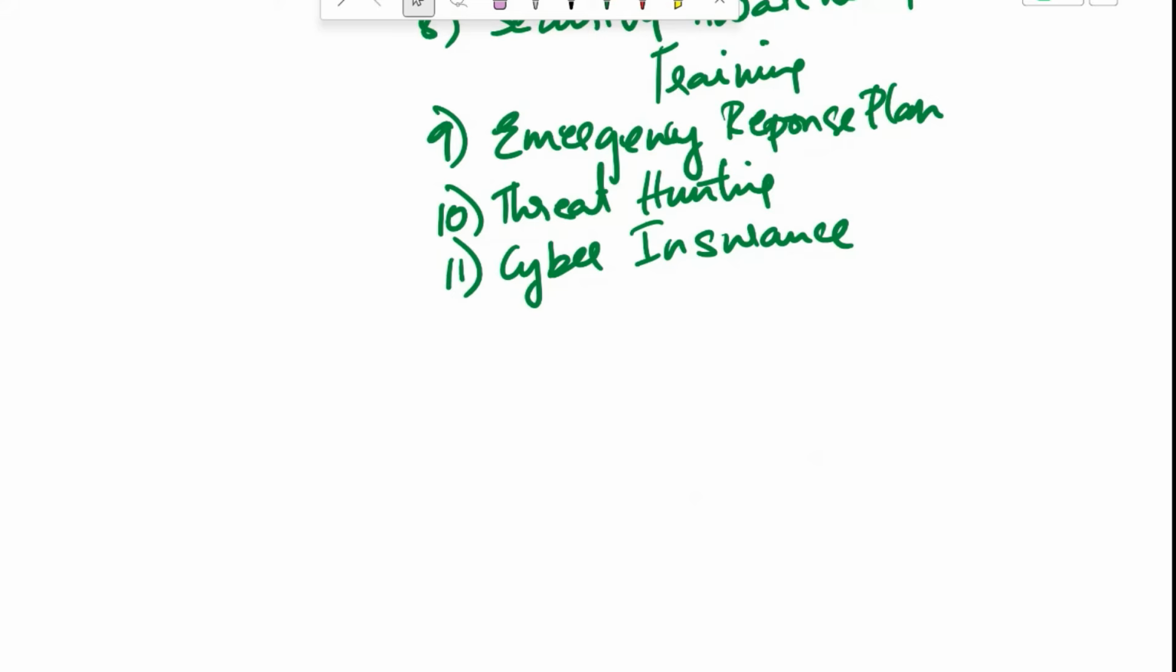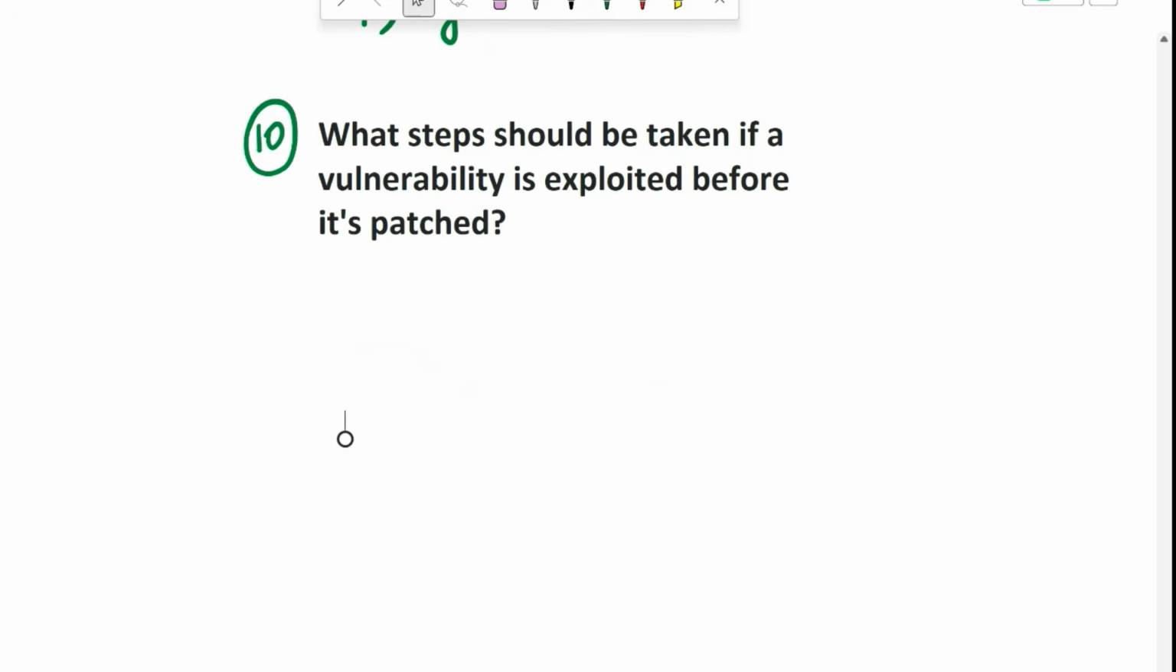minimize their impact. The next question is, what steps should be taken if a vulnerability is exploited before it is patched? So, if a vulnerability is exploited before it is patched, it's essential to respond swiftly and effectively to contain the breach, mitigate the impact, and prevent further compromise.